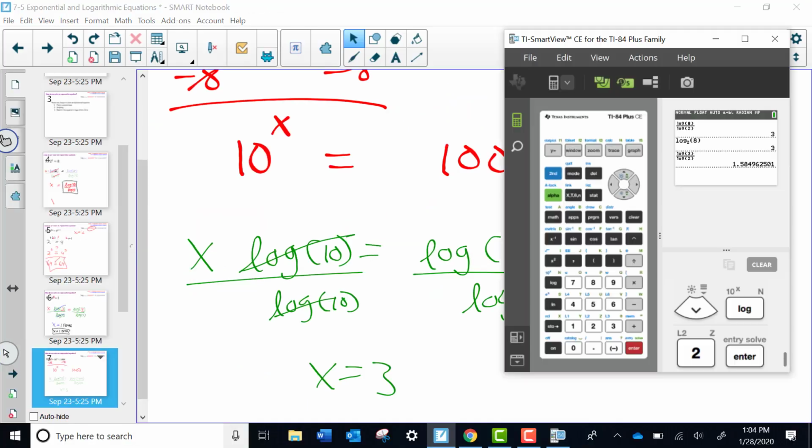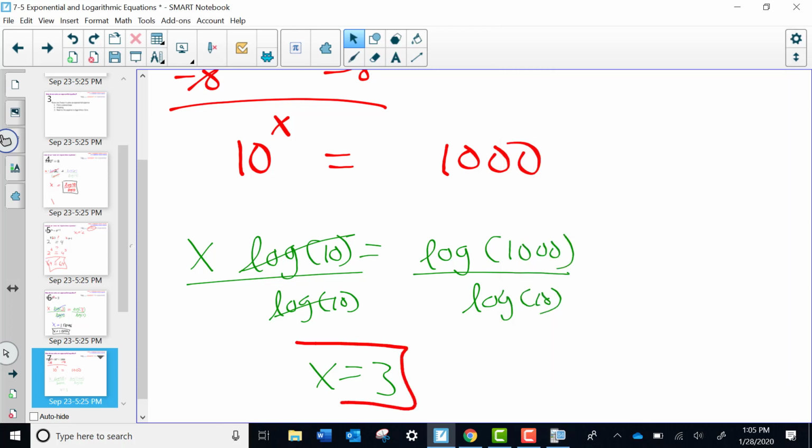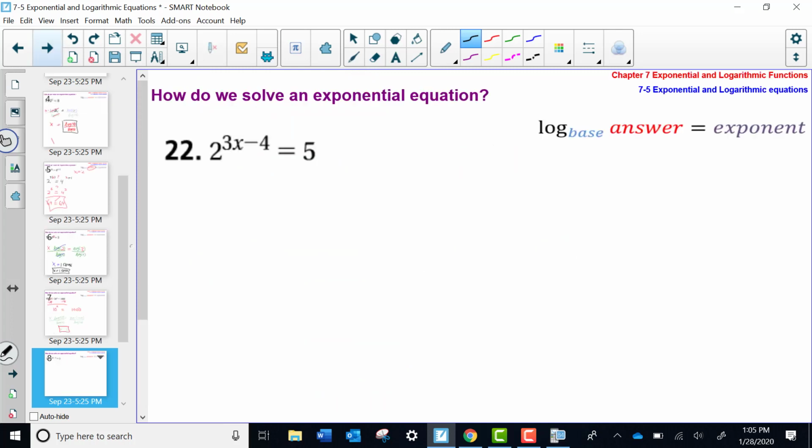And here is the proof. Alpha y equals log 1,000 over log 10, and that is 3. 3 is our answer. Exponential equations. Does anyone have any questions? Last example. Do this one on your own. Take about a minute and a half, actually 2 minutes, and we'll compare answers in 2 minutes.